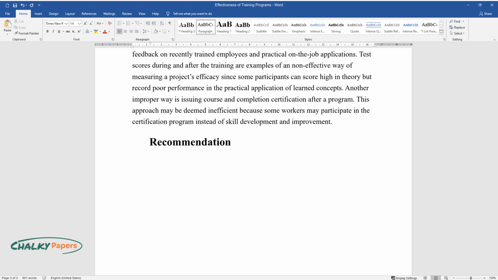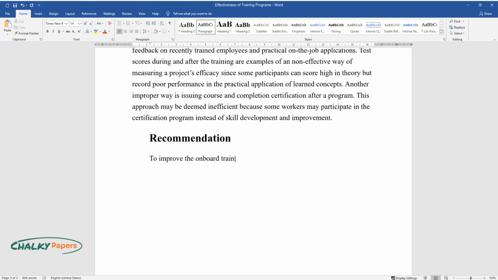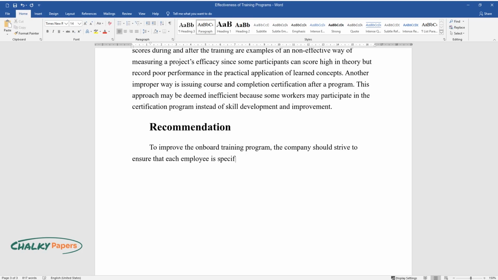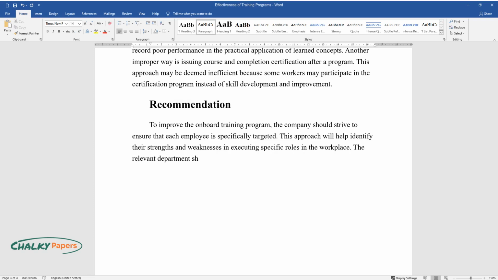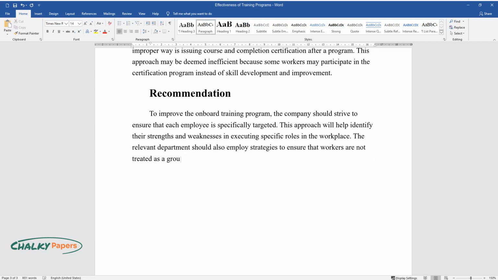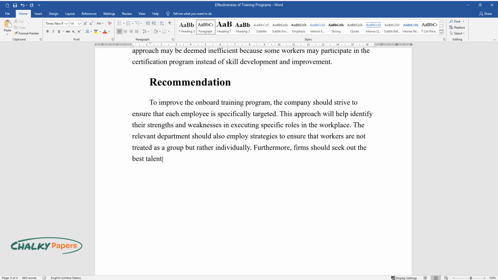Recommendation: to improve the onboard training program, the company should strive to ensure that each employee is specifically targeted. This approach will help identify their strengths and weaknesses in executing specific roles in the workplace. The relevant department should also employ strategies to ensure that workers are not treated as a group but rather individually. Furthermore, firms should seek out the best talent to ensure the smooth flow of their business activities.